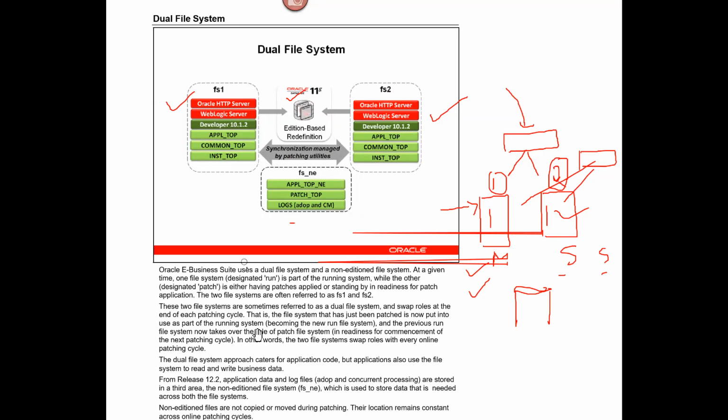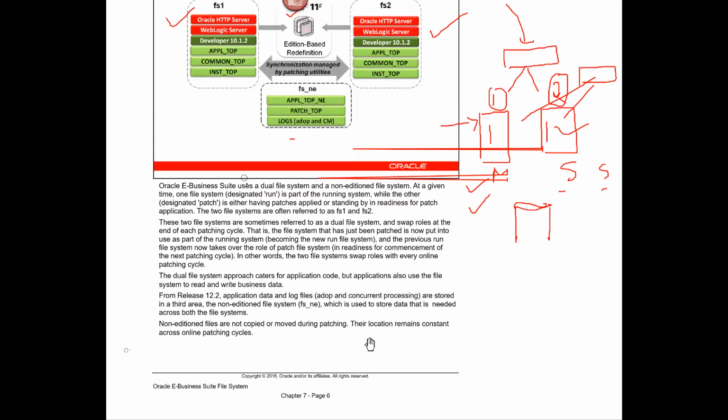Okay, sir. Sometimes they swap roles, like this is the run file system and this is the patch file system. Suppose you apply the patches and do a cutover, then both of them swap roles. The patch file system becomes the run file system and the run file system becomes the patch file system. All your log files, concurrent processing log files, and ADOP log files are stored in this location.